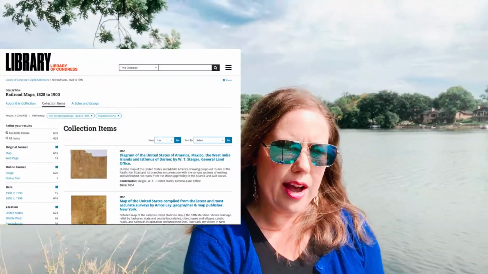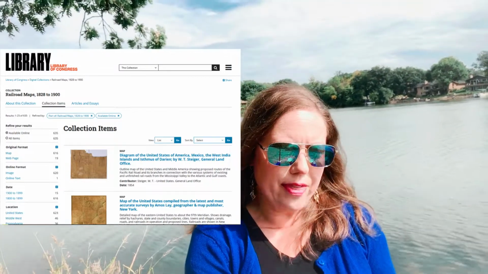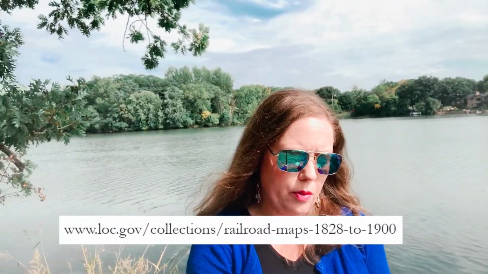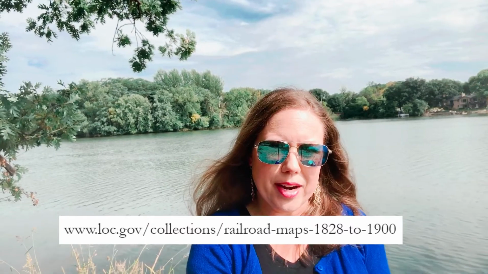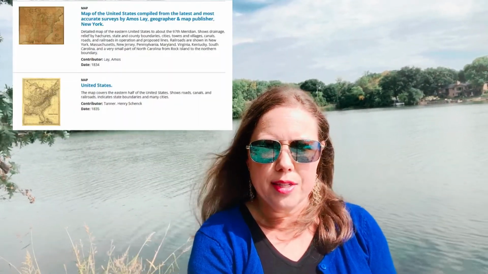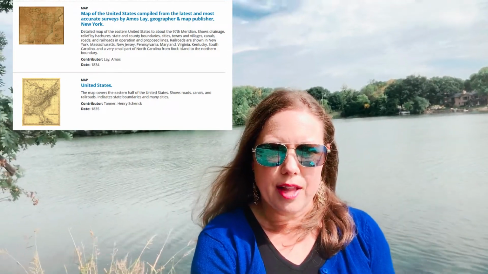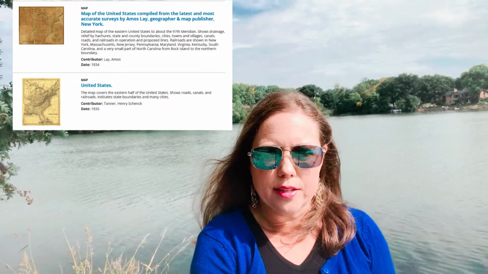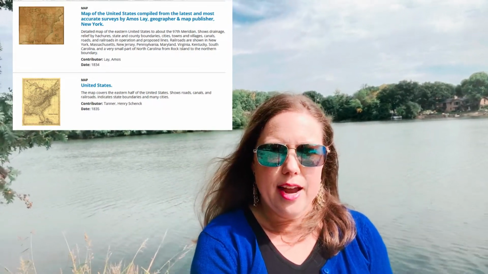2. Railroad maps from 1828 to 1900. These are housed on the Library of Congress, and they have 635 maps, with the oldest one going back to 1828. It was first intended for horse-drawn power, and it was laying out possibilities of lines that they could build. This would be a good way to find out how your ancestors moved west, if they did, and by what means. See if the railroad actually existed where they ended up settling, or if they would have had to use a wagon to get to their eventual destination.